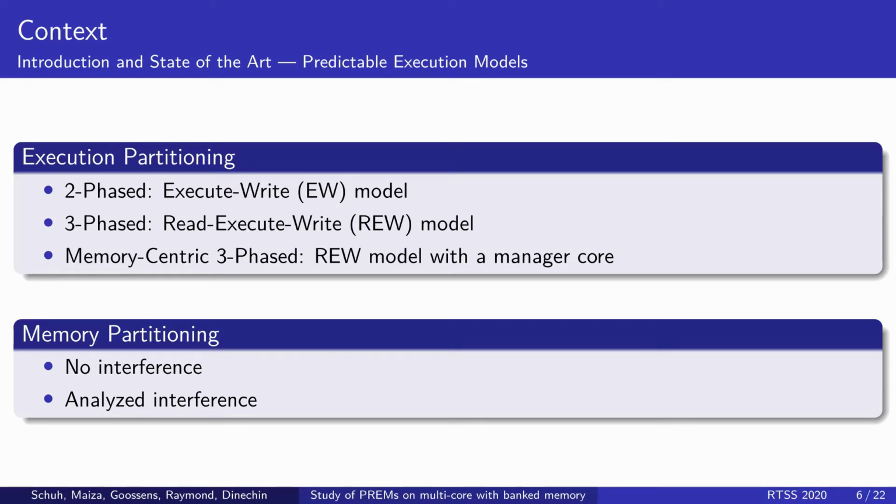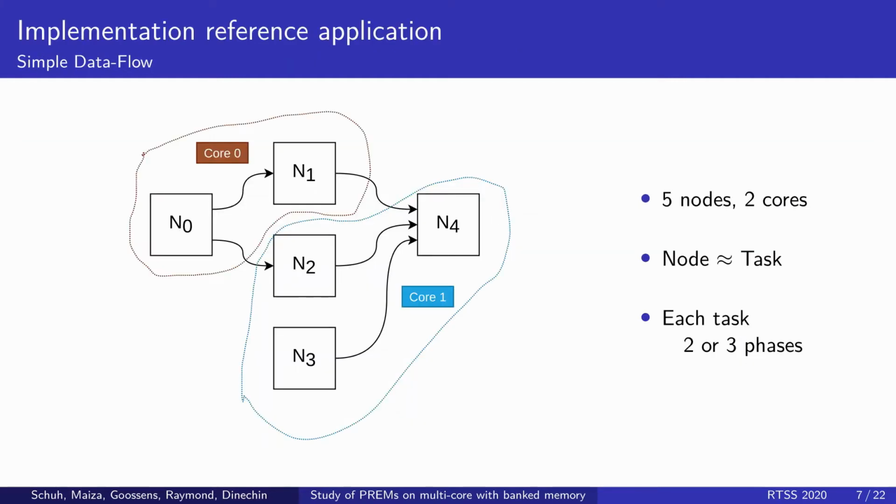And for that, we have developed a simple data flow application that is shown here, composed of 5 nodes, and that is mapped onto cores on the system. Here, nodes is a terminology that comes from SCADE, but can be seen as tasks in other domains. And according to the execution partitioning, these tasks can be composed of 2 or 3 phases.